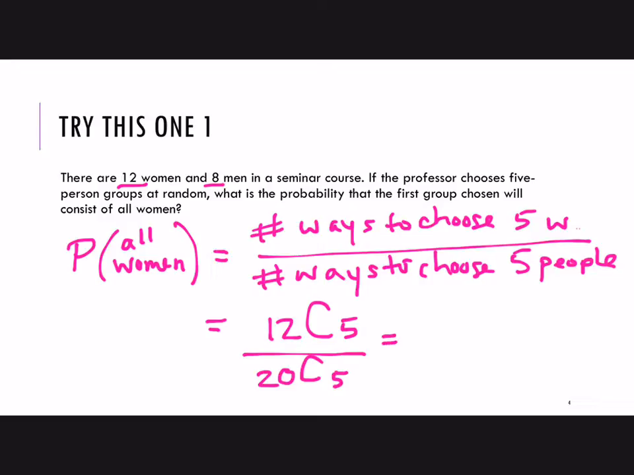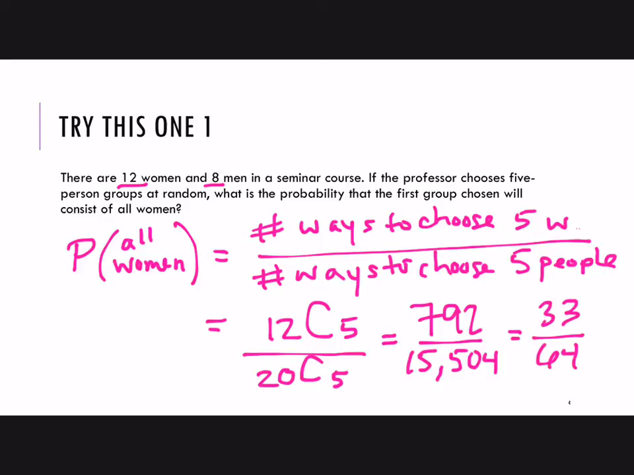Working out those formulas, that gives 792 over 15,504. So you definitely don't want to list something like this. In lowest terms, that's 33 over 646, which would be a good answer. Or you could also convert to a decimal or a percent. As a percent, that's about 51%.